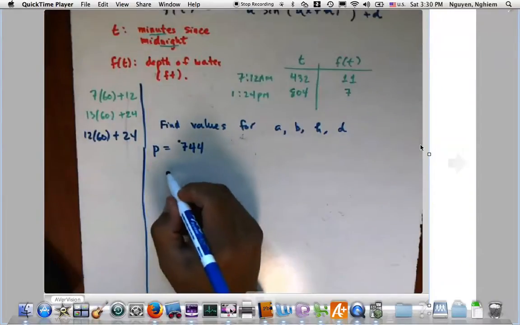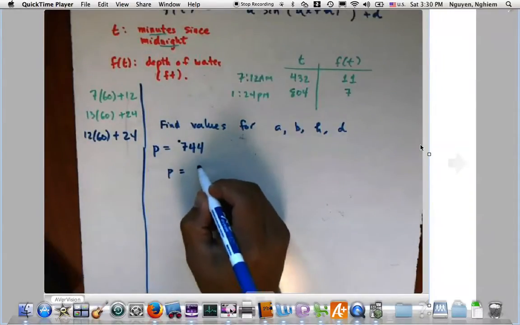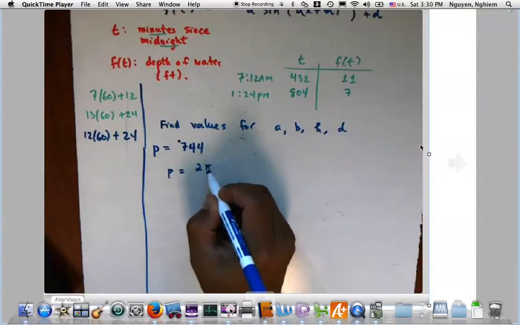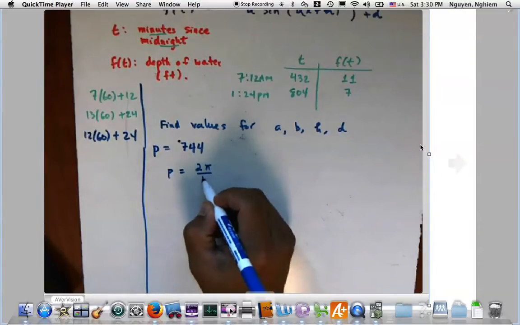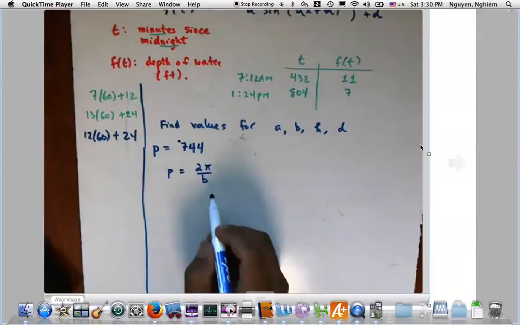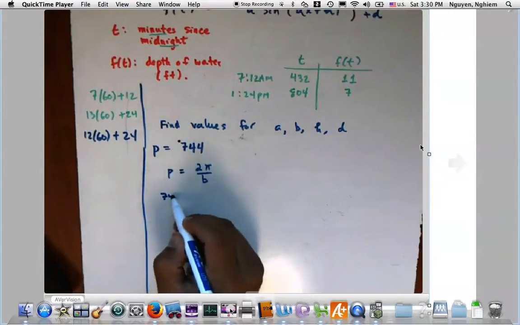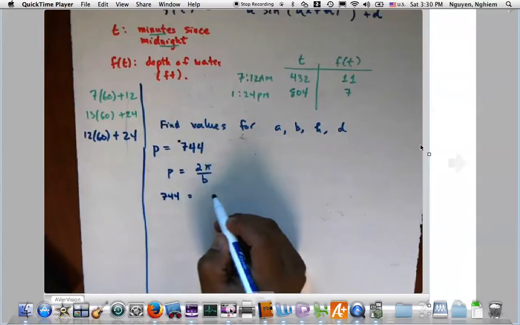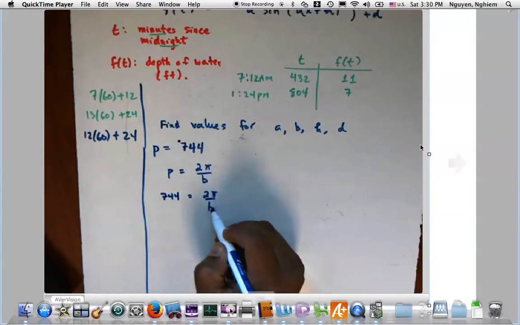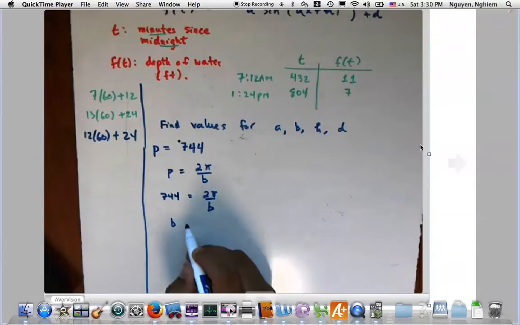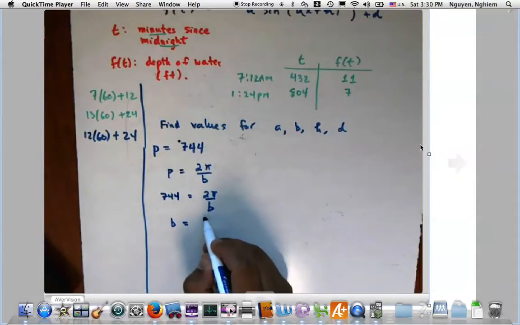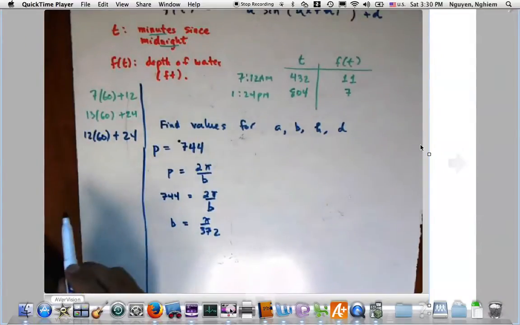So we know that the period is equal to 2 pi divided by the absolute value of b. So we'll just make sure that b is positive here. Substitute this in: 744 equals 2 pi over b. We can solve this equation and we get that b is equal to pi over 372. And I'll show you how this happens on the side here.